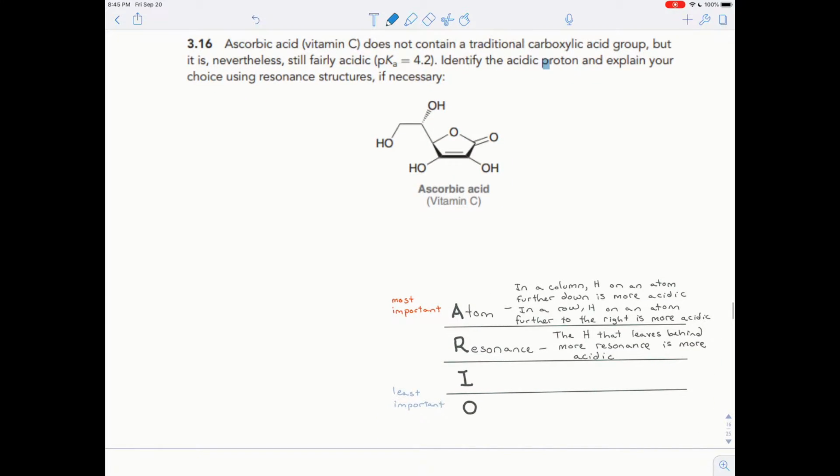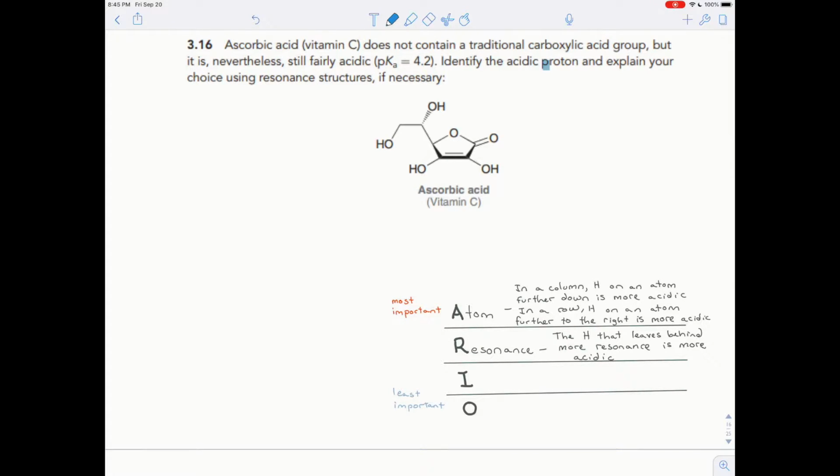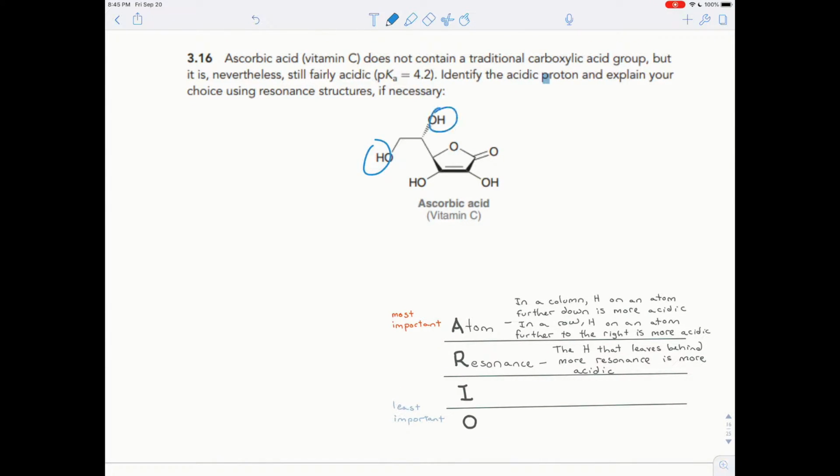And to determine that without any pKa's or anything for each of the individual hydrogens, we're going to use the qualitative rule of thumb, ARIO, to assess which hydrogen is most likely to come off. So the first thing you'd want to think about is the atom. That's always the most important factor.